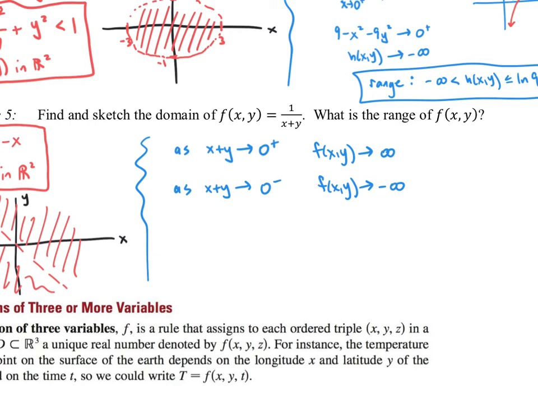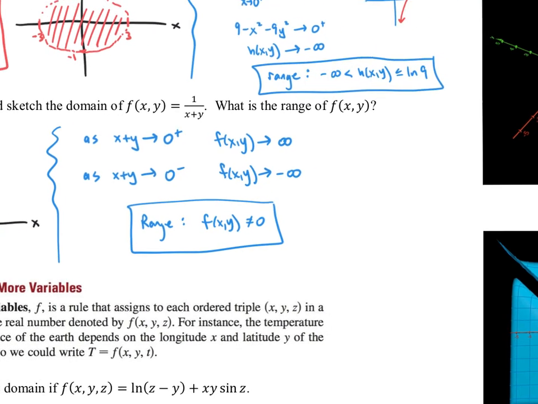So our particular range will be all values except, I'll write it this way: the range is anything except f of xy cannot equal 0. There's nothing that I could put in for x and y that would cause the function to be 0. So we will have these three-dimensional asymptotes that are going to form. I'll show you that over here.